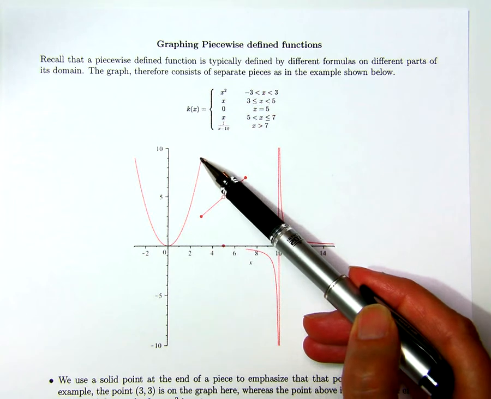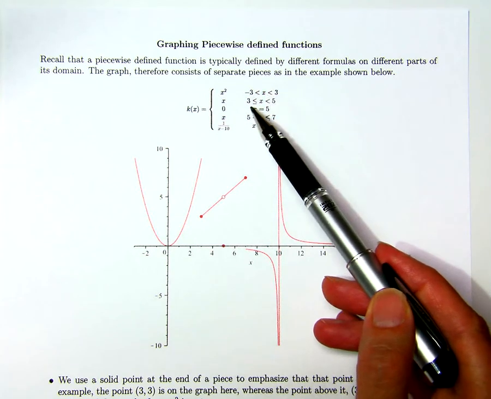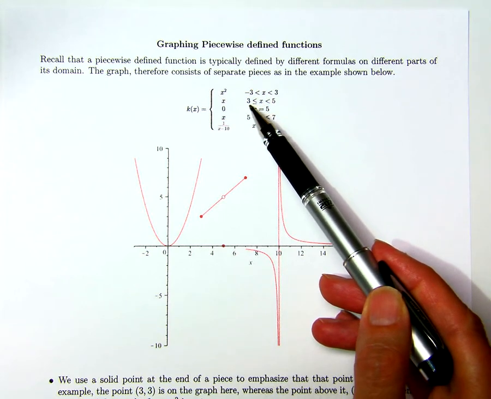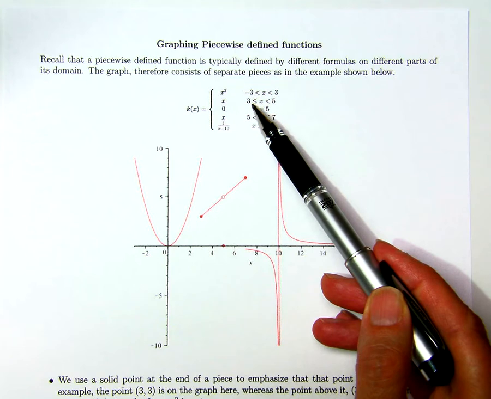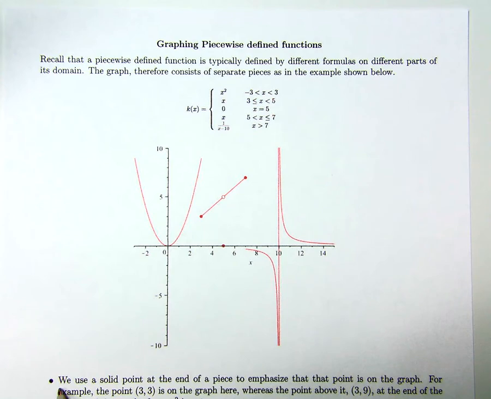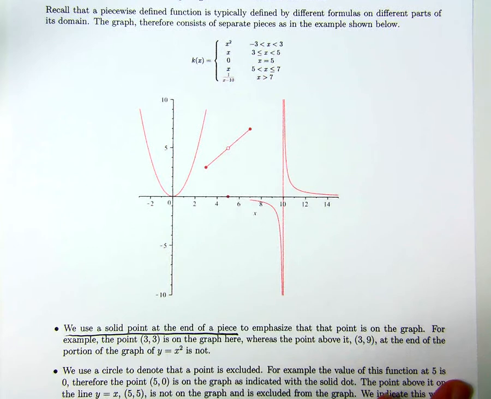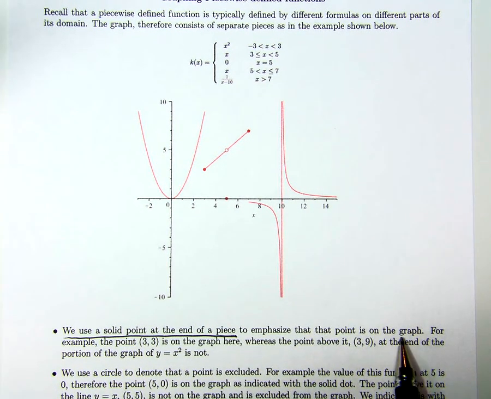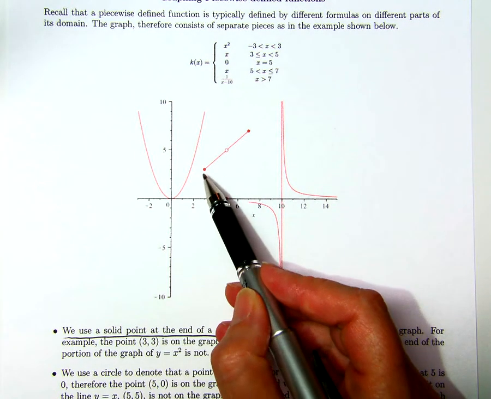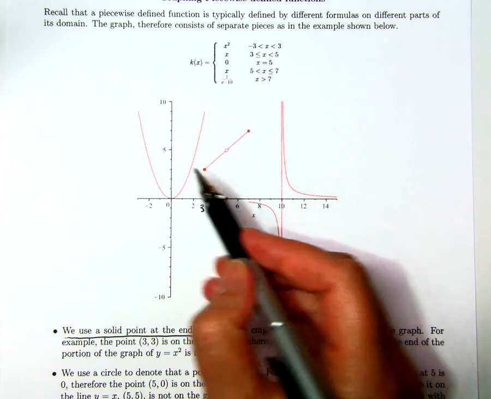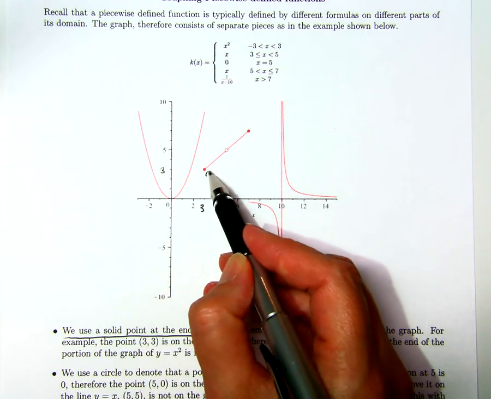Now that does not include the x value 3, so the graph becomes the graph of y equals x between 3 and 5, including 3 but not including 5. So we use a solid point at the end of a piece of the graph of this function to emphasize that that point is included in the graph. So we see when x is 3 here, y is also 3, and so the point 3, 3 is on the graph.